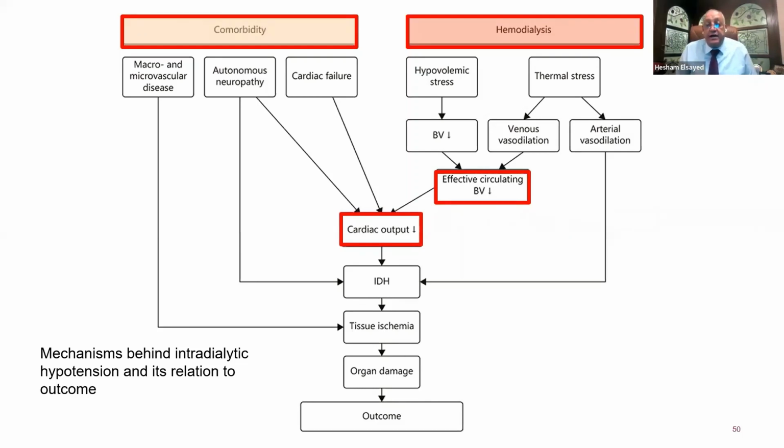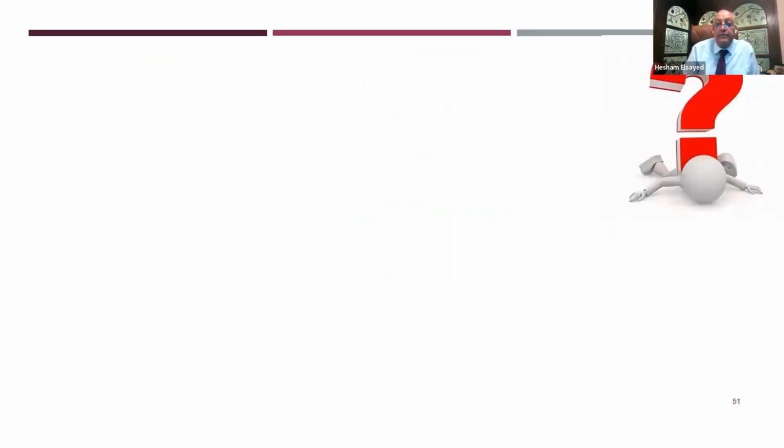The effective circulating blood volume means the volume of blood inside the intravascular space, not pooling in the splanchnic or peripheral vessels. So the venous return, or the preload, is very important for the heart. As we discussed before, the heart is just a pump, and the pump can only push what is presented to it. So this is cardiac output and intradialytic hypotension.